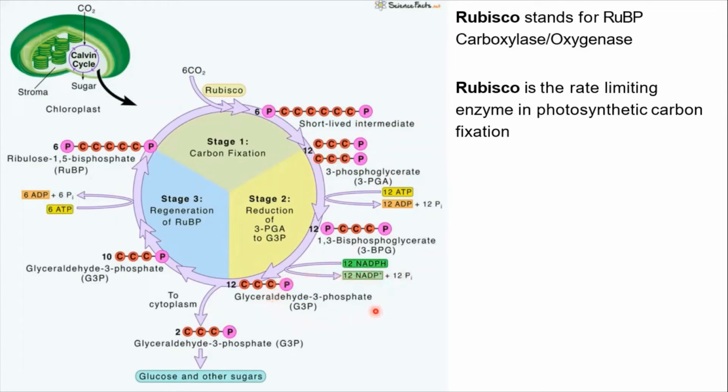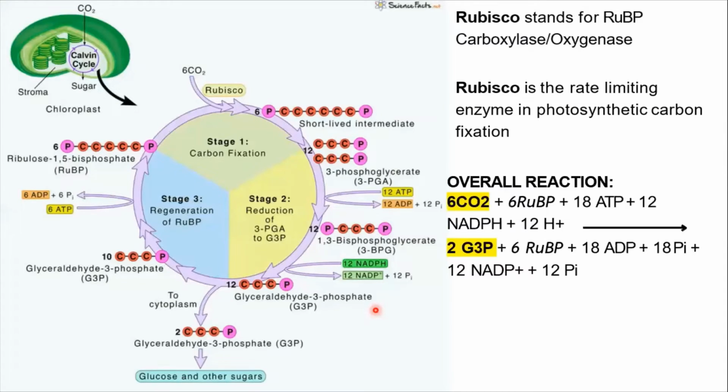Now, the glyceraldehyde 3-phosphate has two fates. 2 moles of glyceraldehyde 3-phosphate will be used to synthesize carbohydrates or sugars, specifically in our example, glucose, which contains 6 carbon atoms. And the remaining 10 moles of glyceraldehyde 3-phosphate will be used to regenerate 6 moles of ribulose 1,5-bisphosphate. And in this process, it has to consume 6 ATP. So the Calvin cycle will perpetuate again and again.